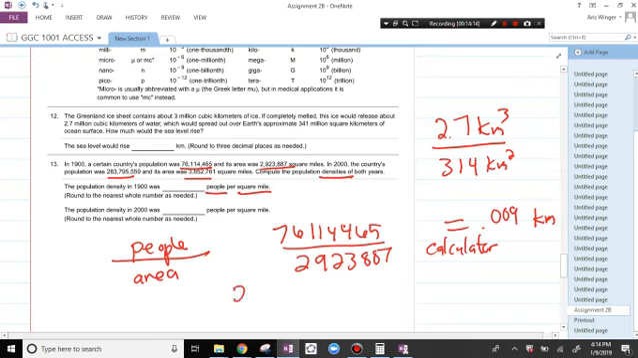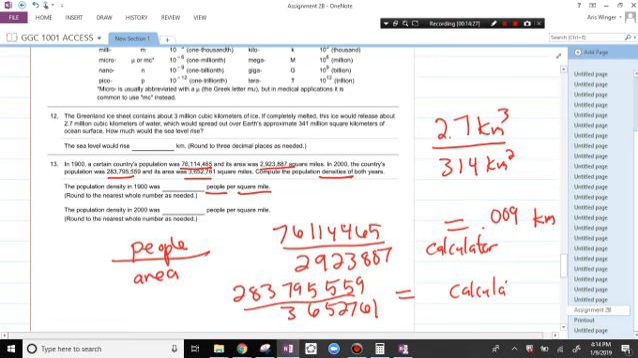In 2000, it was this, and you would do that. And just make sure that you're rounding. They want the nearest whole number, so you just round to the nearest whole number.